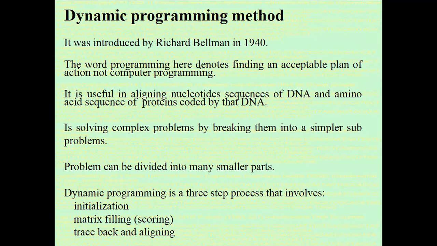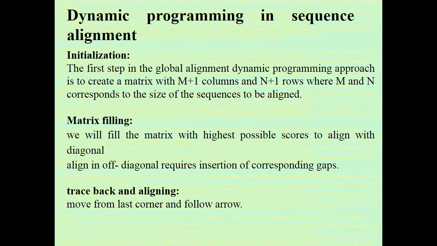Dynamic programming is a three-step process that involves initialization, matrix filling, and traceback and aligning. First of all, we have to initialize the alignment, then we have to fill a matrix, then we give a score on the basis of penalties and matches and mismatches, and then we trace back that score to get the alignment. In initialization, the first step of the global alignment dynamic programming approach is to create a matrix with M+1 columns and N+1 rows, where M and N correspond to the size of the alignment.